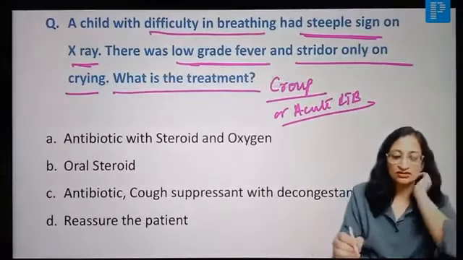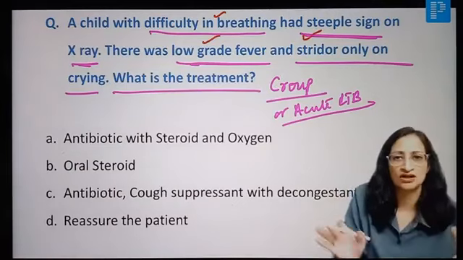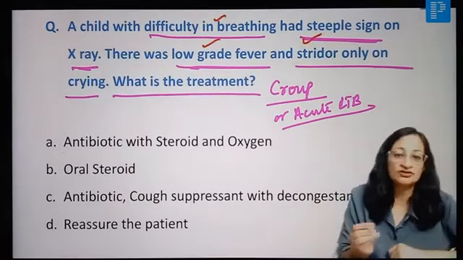So coming back to our question, this is a case of croup. There was some difficulty in breathing, low grade fever, and stridor only on crying. That means it's not a very severe condition. No hypoxia and all is also mentioned. So what will be the treatment of choice?